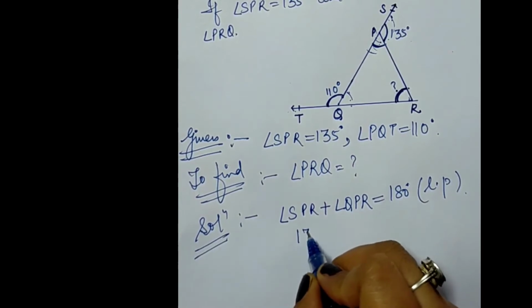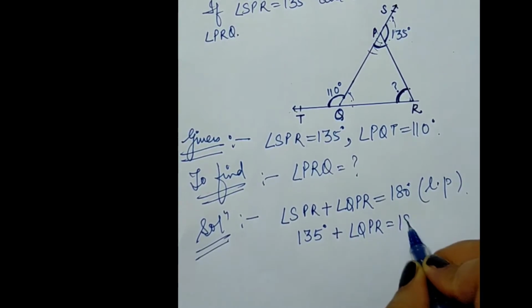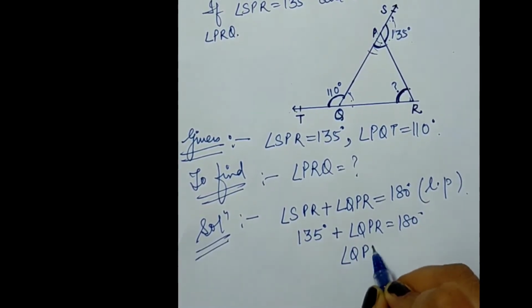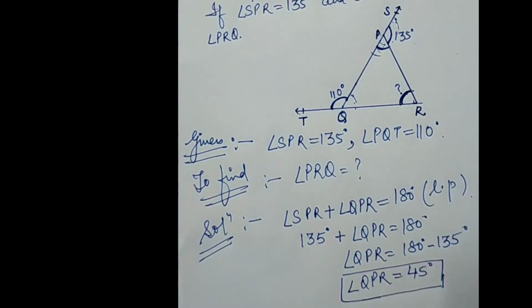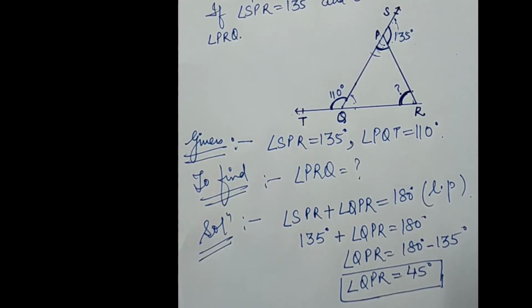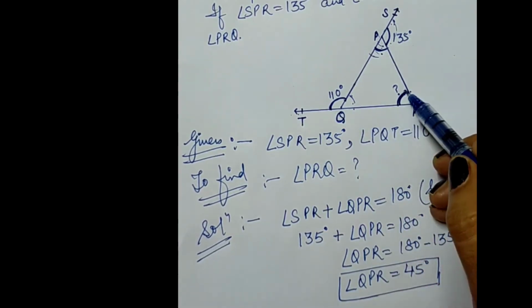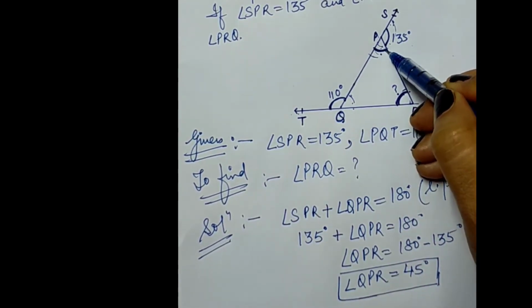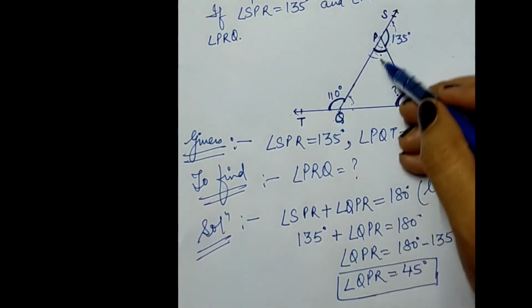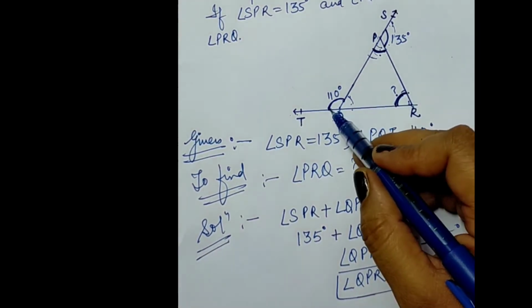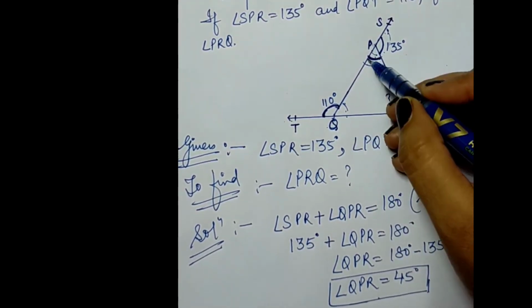So SPR is 135. QPR we are going to find out. So this is equal to 180, and QPR we got as 180 minus 135, that will give us 45. So we got QPR as 45 degrees. Now we are supposed to find out this angle. So how can we find it out? P plus R, that means angle QPR and angle PRQ, these two angles are opposite angles of this angle. So here we got QPR as 45 degrees.